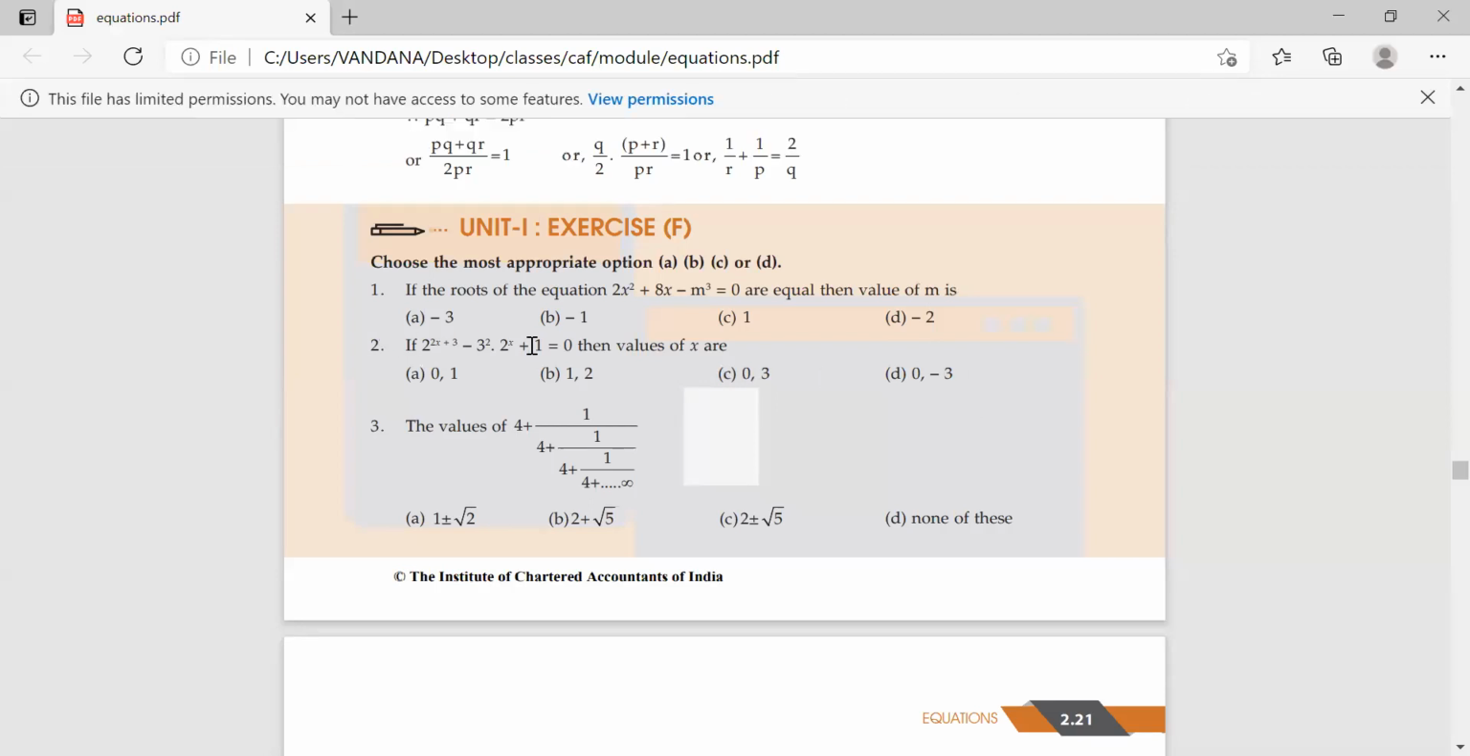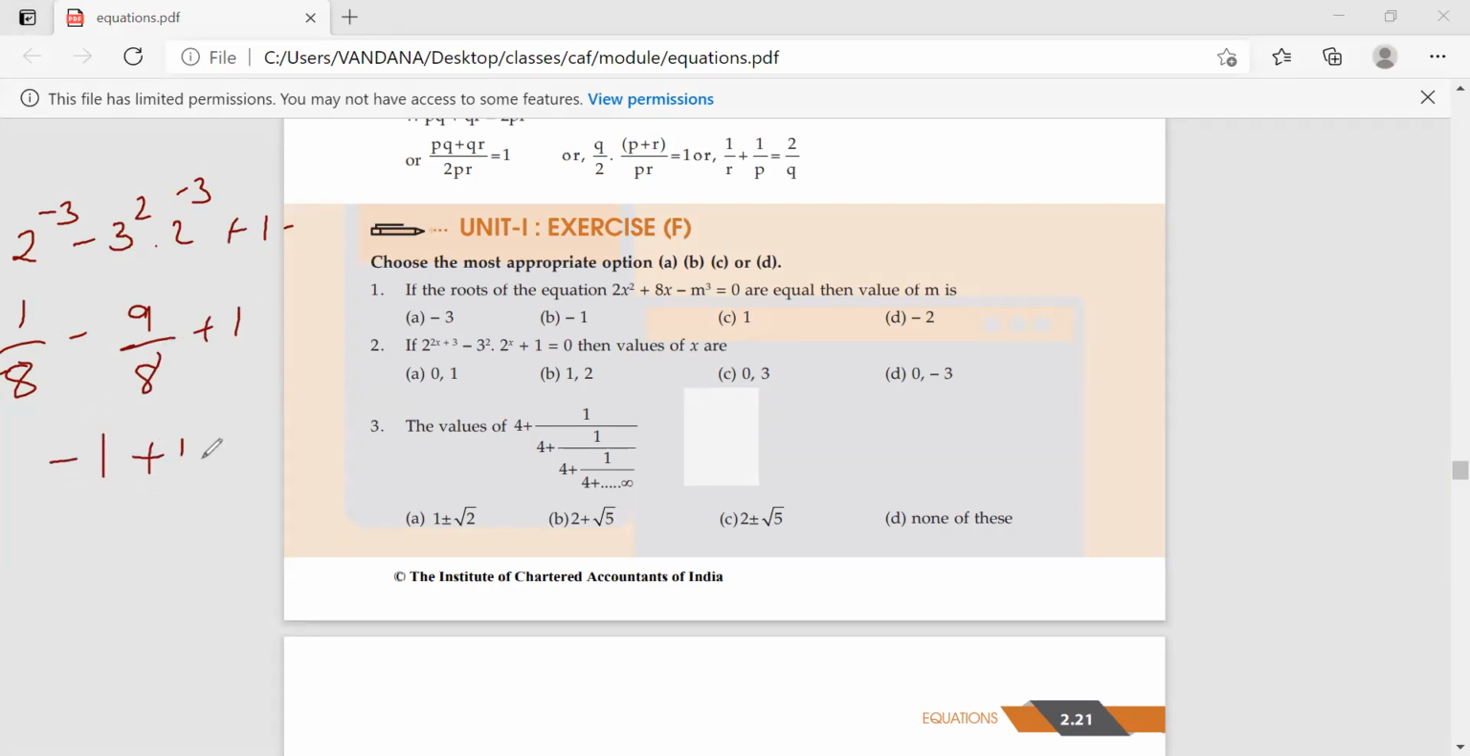अगर हम लोगों ने ऑप्शन ट्राई किया और इधर माइनस 3 डाल दिया ऑप्शन में, तो you will get 2 raised to 2 into minus 3 minus 6 plus 3 will become minus 3. Minus 3 square into 2 raised to minus 3 plus 1 is equal to, this is 1 by 8 minus 9 by 8 plus 1. So this is 1 by 8 minus 9 by 8 is minus 1. Minus 1 plus 1 is 0. So this is your option.